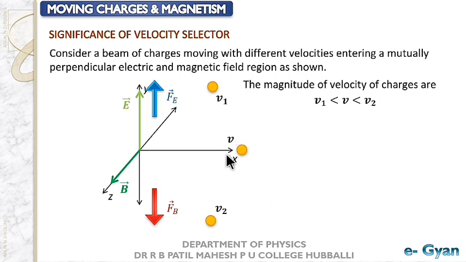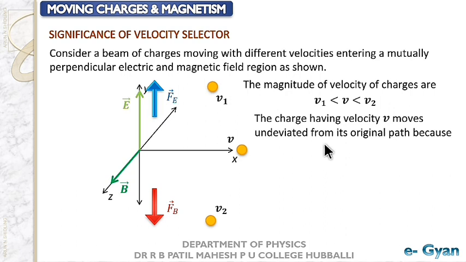So here the one which was undeviated had the value v, and the other two which got deviated had v1 and v2. Here I have mentioned that v1 is much lesser than v and v2 is much greater than v. So why was v allowed? The charged particle with velocity v is allowed. The reason for that is this: this velocity matches the value of E by B. So that's why this charged particle got a green signal and moved in the same direction.